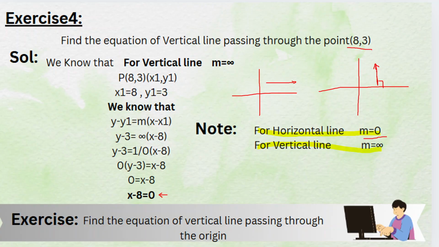Now I have left an exercise for you. In this exercise, you have to find the equation of the vertical line which is passing through the origin. Kindly solve it and answer it in the comments.